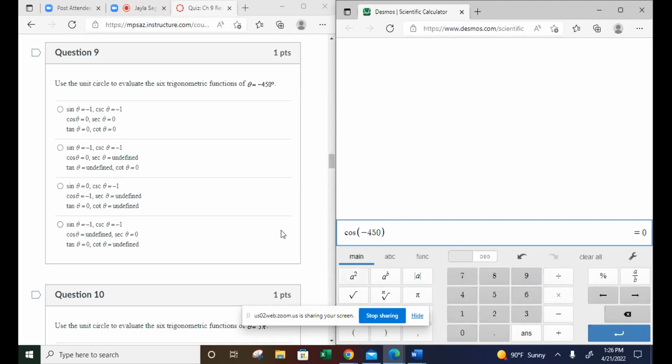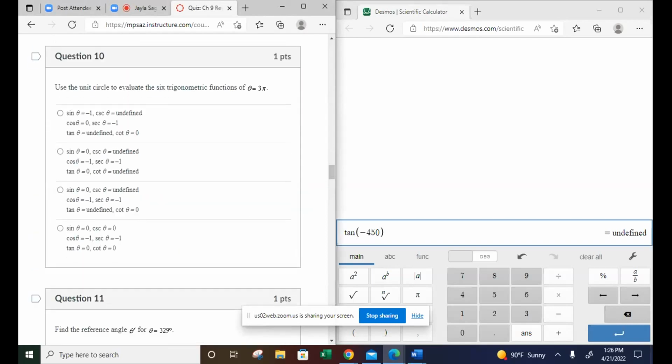Okay, so we did cosine, so that gets you down to the first or the second. Right. So notice between A and B, tangent is 0 in A and it's undefined in B. So tangent would be the next one that I would have you try. You just put tangent instead of cosine. That's pretty easy to do.